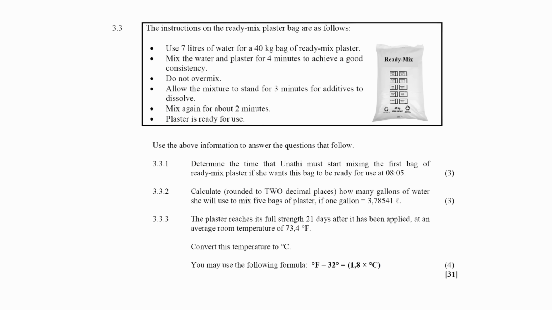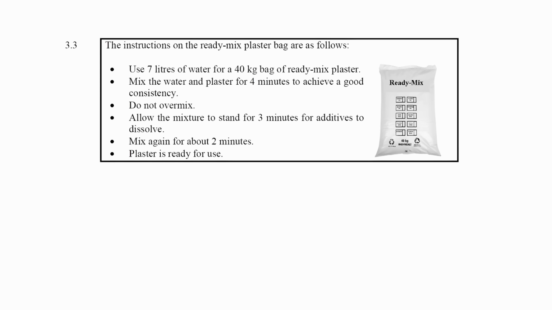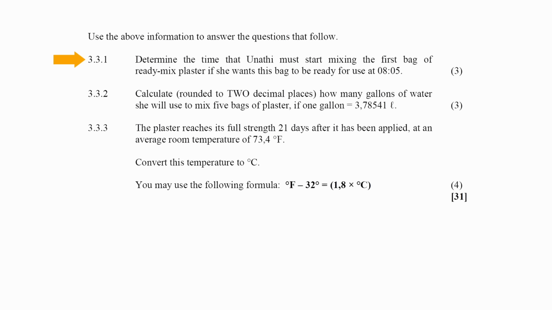Question 3.3 consists of 3 measurement questions designed to assess your understanding of time, temperature, and imperial to metric conversions. You are given the instructions on the ready-mix plaster. You will have to use this information to answer the questions that follow. In question 331, you have to determine the time that Unathi must start mixing the first bag of ready-mix plaster if she wants this bag to be ready to use at 8:05 in the morning.